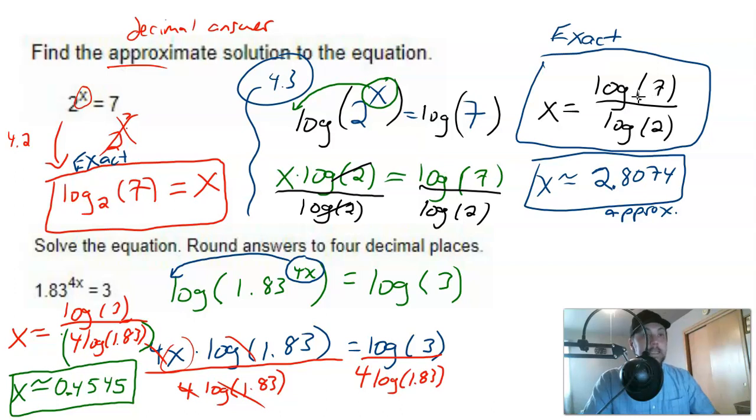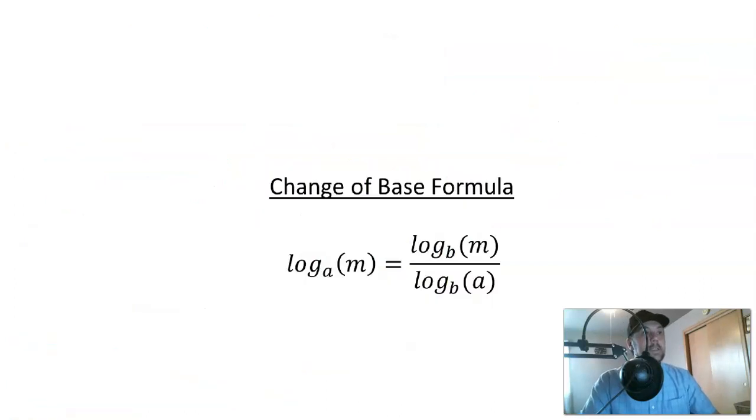The 7 stays in the logarithm on top. The original base goes in the logarithm on the bottom. And now we have something we can type into our calculator. Right? So that's how this change of base formula works. The m stays in the logarithm on top. The original base goes in the logarithm on the bottom. And the new base is anything we want it to be. And so we will choose log base 10 so we can plug it into our calculator.